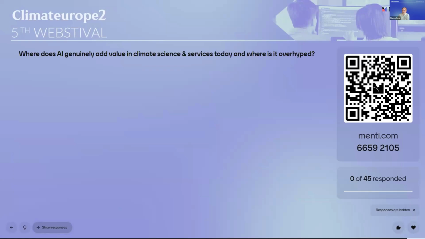Kind of on a similar level, I want you to think about where AI genuinely adds value in climate science and services today and where it's overhyped. So for me, before I started using Nano Banana, I thought maybe in terms of overhyped was image generation because you had lots of errors in the images. I think I said in the first session, you often had people with 7 fingers on one hand and things like that. So that's where I think it was overhyped. But I want you to have a think about where you think AI genuinely adds value and then maybe where it's a little bit overhyped at the moment.